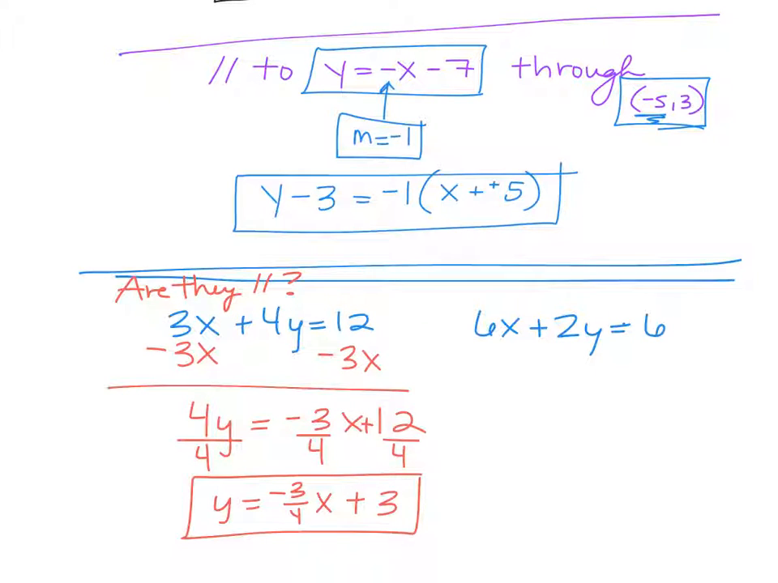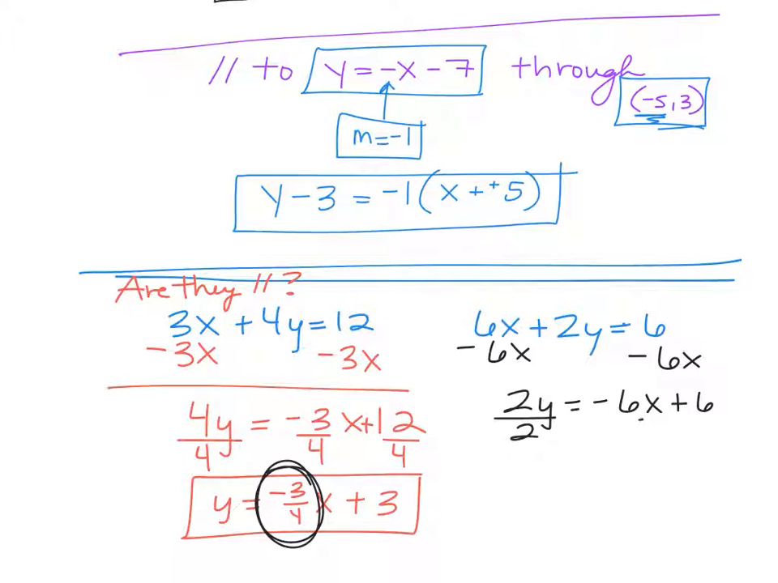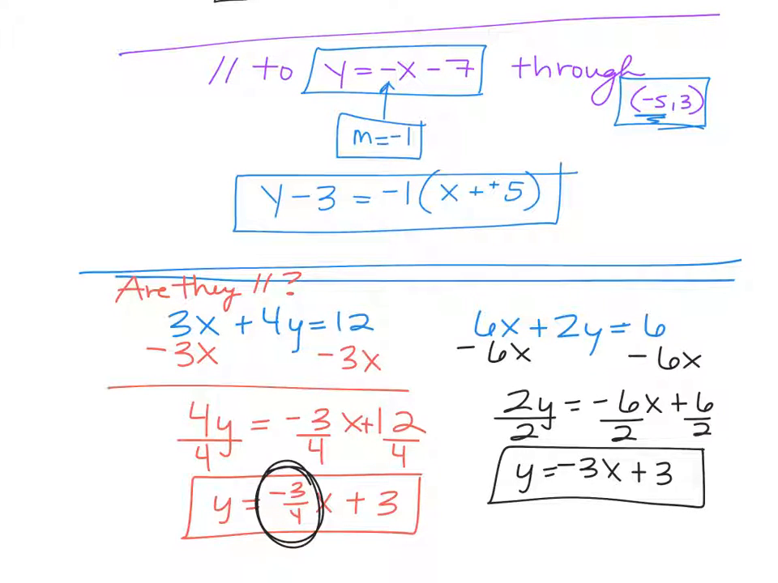What's my slope? Negative 3/4. Okay. The second equation, again, solve for y. So take away the 6x, take away the 6x. So you have 2y equals negative 6x plus 6. And then divide by 2. So y equals negative 3x plus 3. Okay, so there's my second equation. What's the slope of that line?